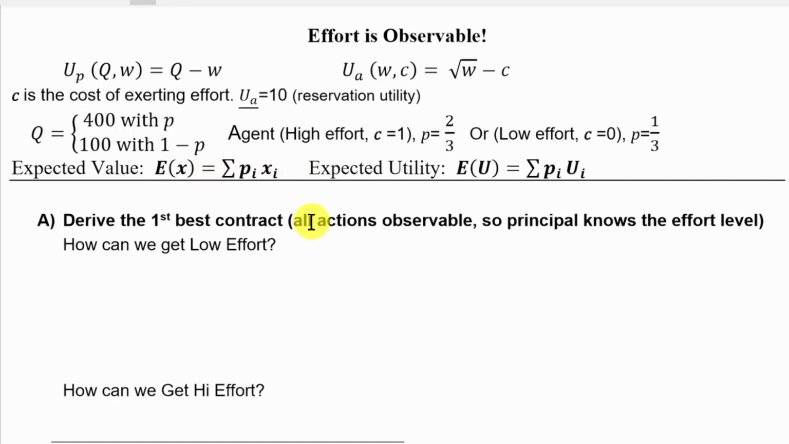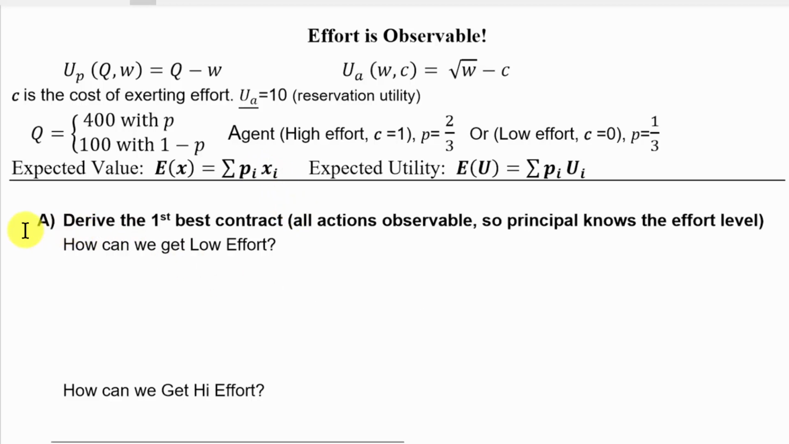Just refresher formulas here: the expected value when an outcome is random is just the sum of the probabilities times the outcome, and expected utility is the sum of the probabilities times the utility that the agent would get if there is a random outcome in terms of their wage. There's not going to be one in this case because the principal is going to be able to observe their work effort and reward them based on how hard they work. There's no uncertainty there, so there's not going to be any uncertainty in the wages. But there will be uncertainty in the amount of output because that's random no matter what.